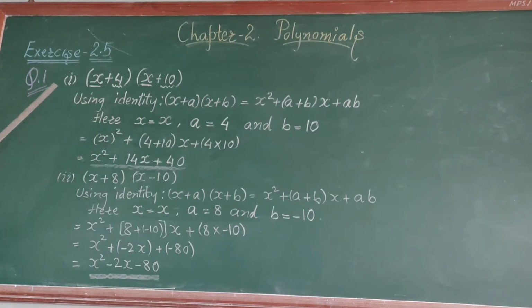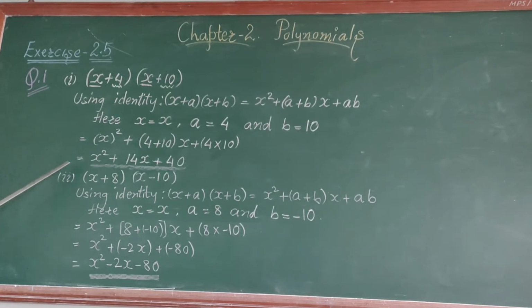Now here, let's compare the values of x, a and b according to the identity with the question. Here x is x only, a is given as 4 and b is given as 10. So we insert the values, that is x² + (4 + 10)x + 4 × 10. That is a plus b is 4 plus 10 and a into b is 4 into 10.